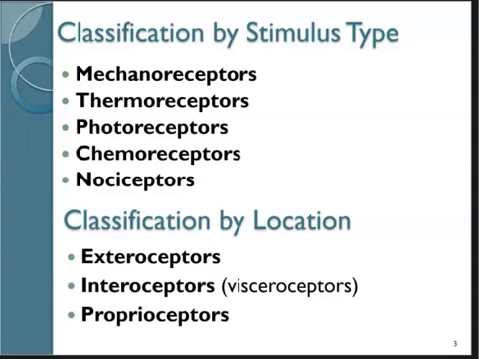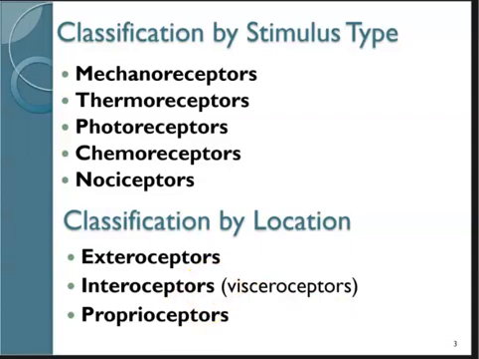Intero is within the body, and these are sometimes called visceral receptors. Any changes in our blood vessels or internal organs will be sensed by these. Then proprioceptors, for proprioception, which is the sense of position. We have receptors in our joints, muscles, tendons, and so on, which give us information about the position of the rest of the body.